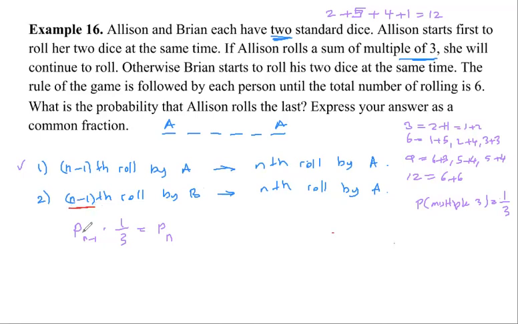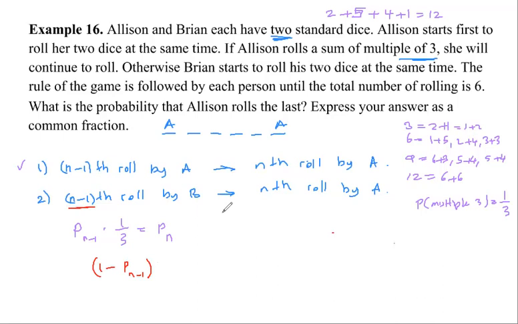Then we get the n-1 roll, which will be done by Brian, but the next roll should still be done by Allison. We said the probability of n-1 for Allison's roll is P of n-1, so Brian should have 1 minus that number, because the total probability is just 1. So for the second case, I will say 1 minus P of n-1 for Brian. That is the probability of getting Brian in the previous roll.